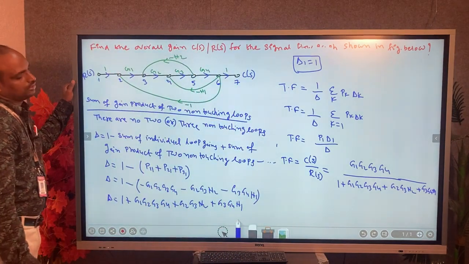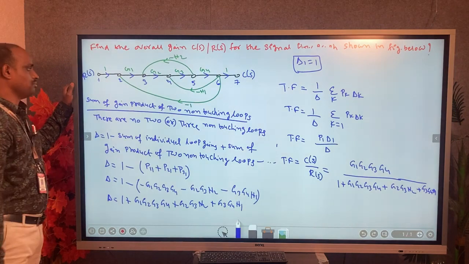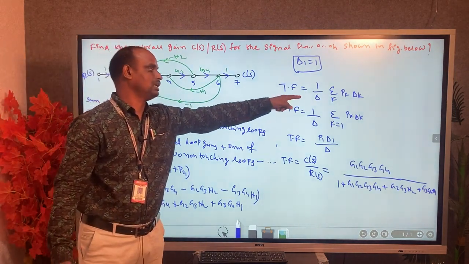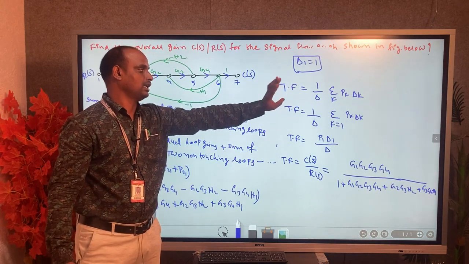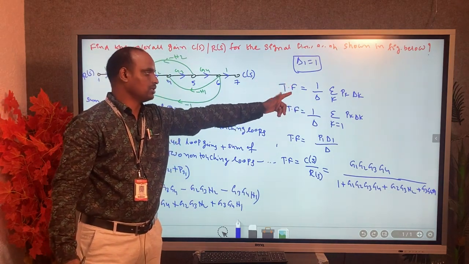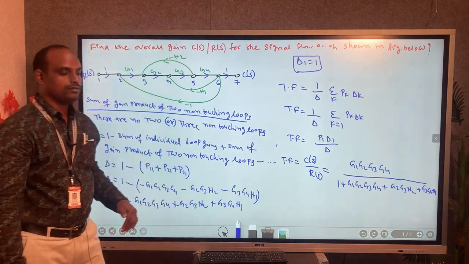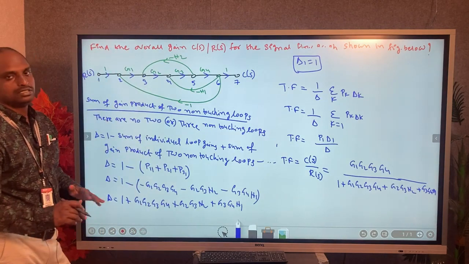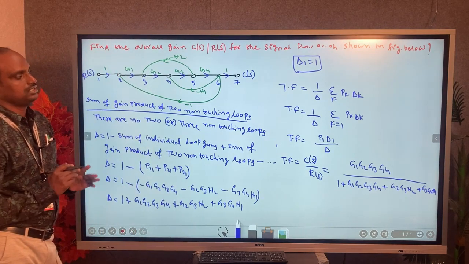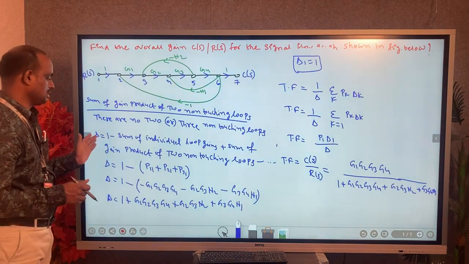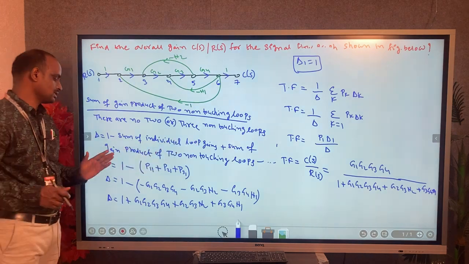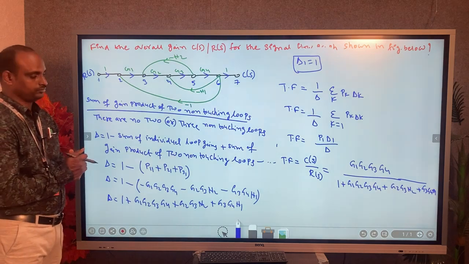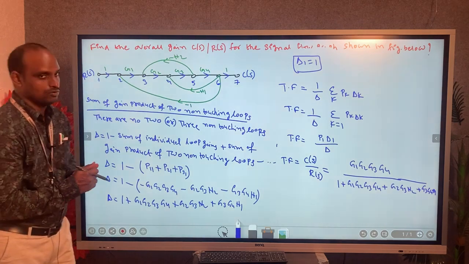So we have found the transfer function using Mason's gain formula. Transfer function equals 1 by delta summation of Pk delta K, where K is the number of forward paths and Pk is the corresponding forward path gain. Delta K is the delta for the part of the graph which is not touching the Kth forward path. Delta is 1 minus the sum of individual loop gains plus the sum of gain products of two non-touching loops, minus and so on. One more problem we will discuss now.